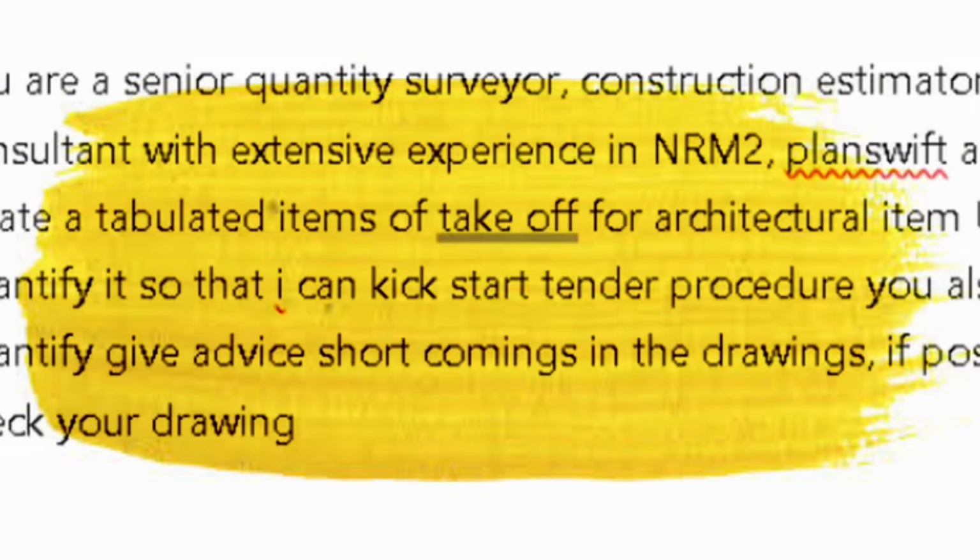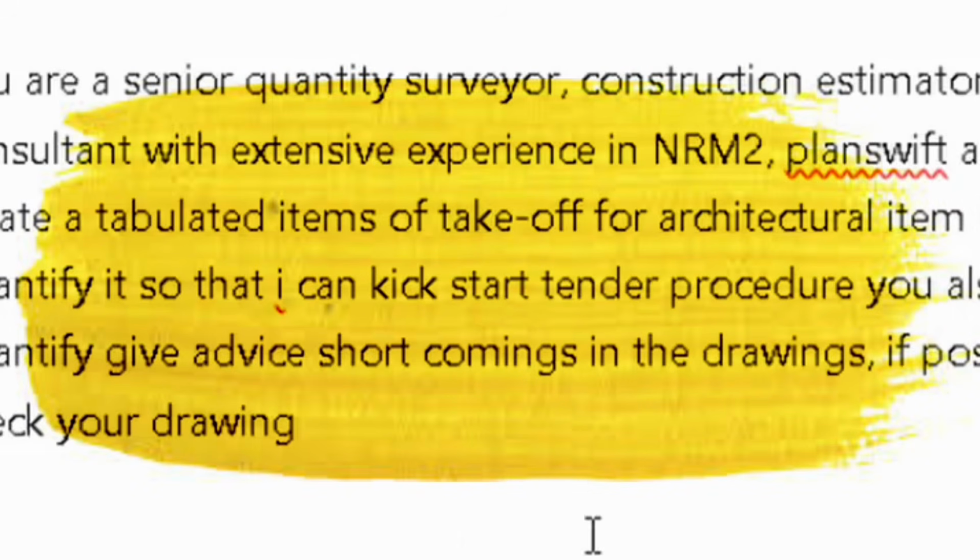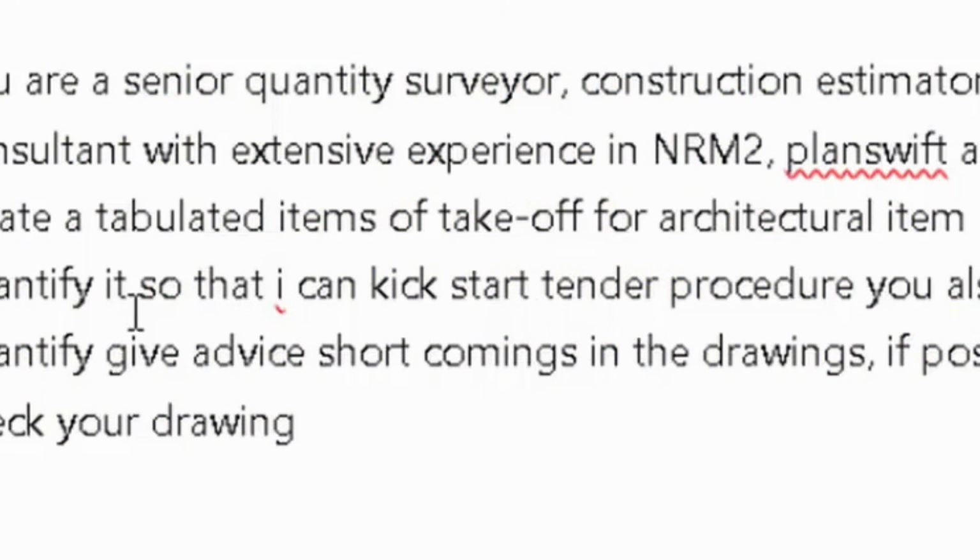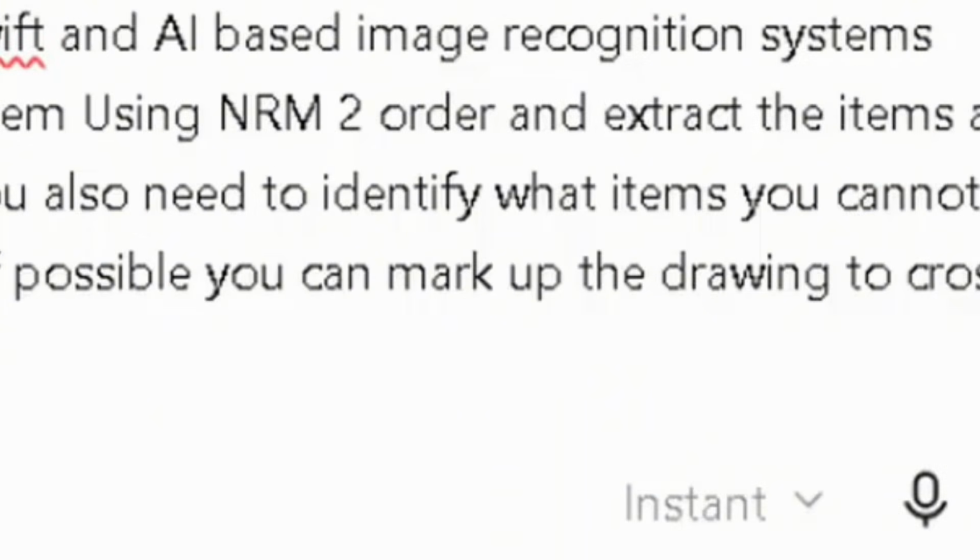So now I would say, create a tabulated takeoff for architectural items using NRM2 order, and extract the items and quantify them so that I can kickstart the standard procedure. You also need to identify what items you cannot quantify, give advice, and note shortcomings in the drawings. If possible, you can mark up the drawing to cross-check your work.